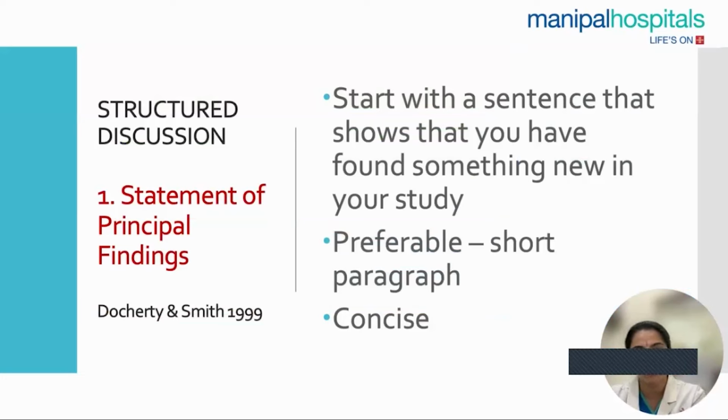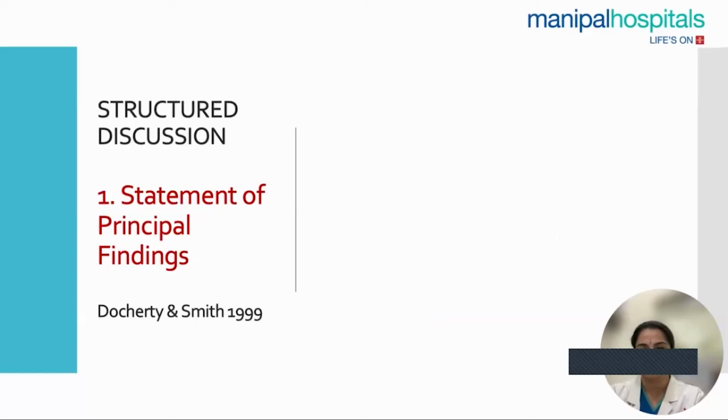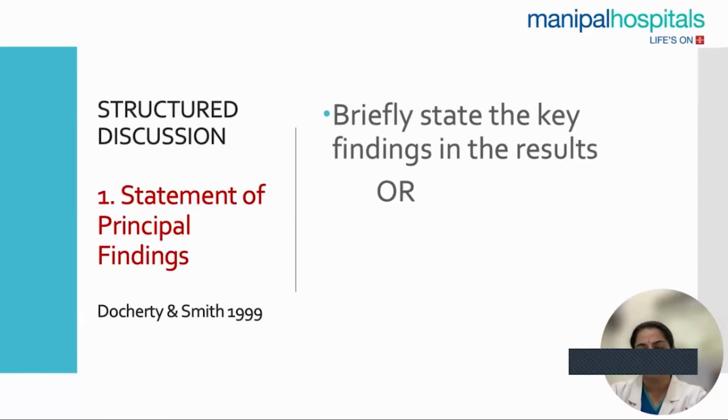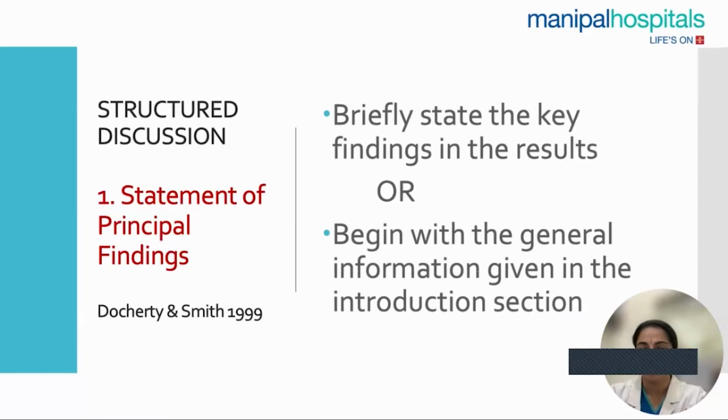So the first would be a statement of the principal findings. So you start with a sentence that shows that you have found something new in your study. Preferably, you can even make it a short paragraph, but keep it concise. So you can either state the key findings in your results, or you can begin with the general information which was given already in the introduction section.